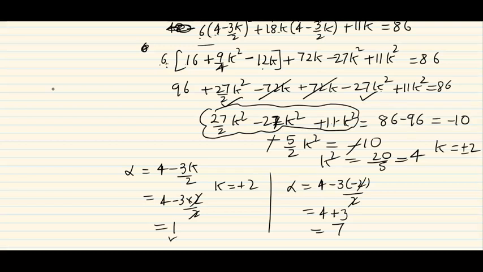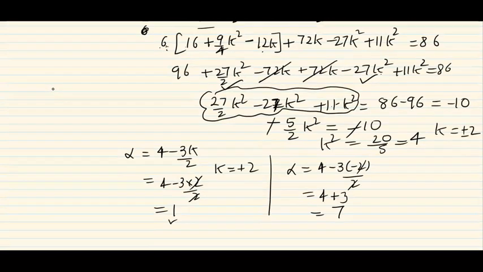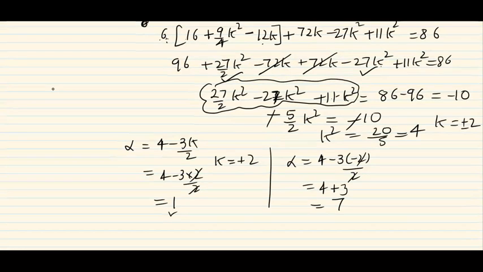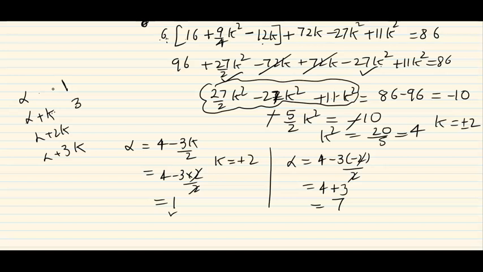So alpha is 1 and alpha is 7, and you can simplify all the roots because our roots were alpha, alpha plus k, alpha plus 2k and alpha plus 3k, right? Is it fine? So this is the way. If you put k equal to 2 and alpha 1, it should be 1, then 3, and then it should be 5 and it should be 7. So 1, 3, 5, 7 will be your answer, isn't it?